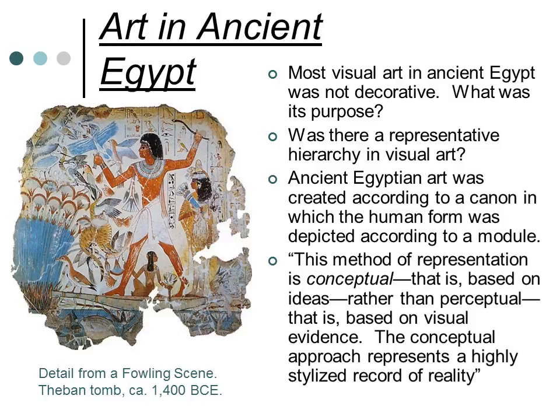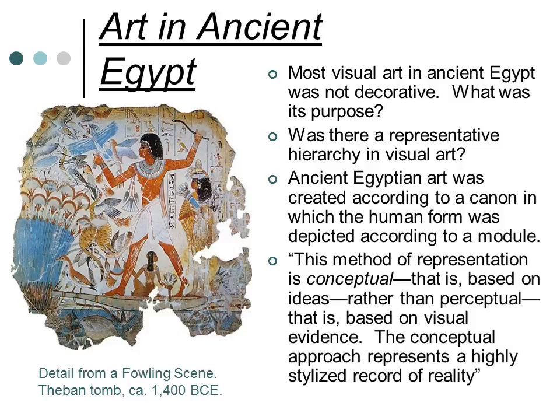The images I've just showed you raise another important issue in the study of ancient Egypt, namely visual art. As you can see from this slide, visual art in ancient Egypt wasn't primarily decorative. Given that, what was its purpose? That is, what function did it serve in society? The image on the left of the slide also raises another important question for us. Namely, was there a representative hierarchy in ancient Egyptian visual art? Put differently, why are some human figures drawn larger than others?